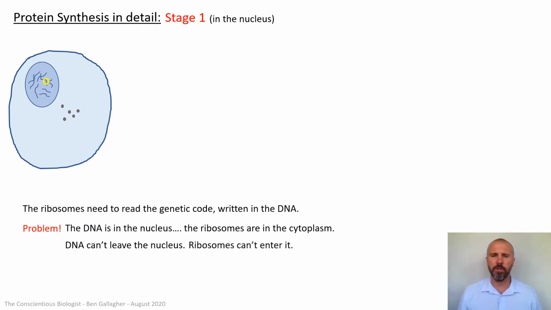So the DNA can't leave the nucleus, but the ribosomes can't enter it. So they can't actually get to each other. And the ribosome doesn't have eyes. It can't peep its way into the nucleus. So you've got a problem here.